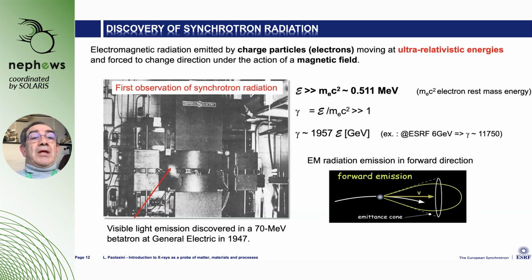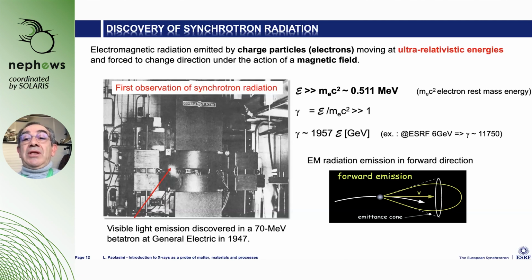Synchrotron radiation is an electromagnetic radiation emitted when charged particles, in this case the electron, are moving at ultra-relativistic energy and are forced to change direction under the action of a strong magnetic field. When I say ultra-relativistic, I mean that the energy of this electron, but in general other charged particles can emit synchrotron radiation, is bigger than the electron rest mass energy, which is given by the well-known Einstein formula, mc squared, where m, in the case of the electron, is the mass of the electron. For the electron, this rest mass energy is equal to 0.511 mega electron volt.